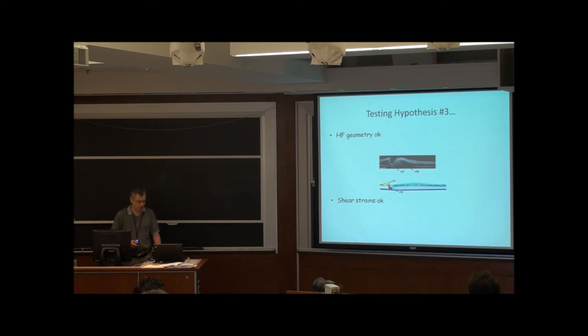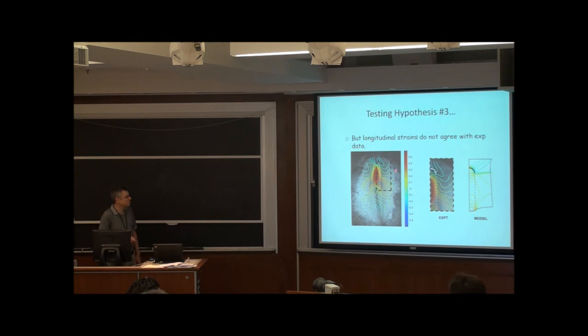But if we look at the longitudinal strains, you see this strong concentration right in the middle of the neural plate. This is blown up in the experiment. The model doesn't predict that. It has a peak up here and a peak down here, but it doesn't predict this strong peak in the middle.